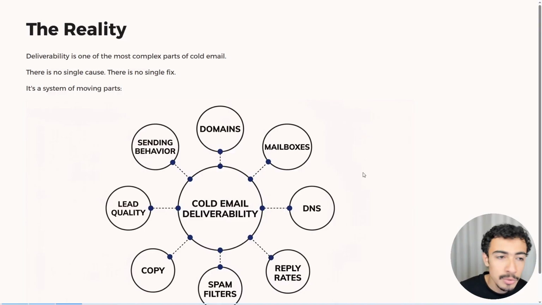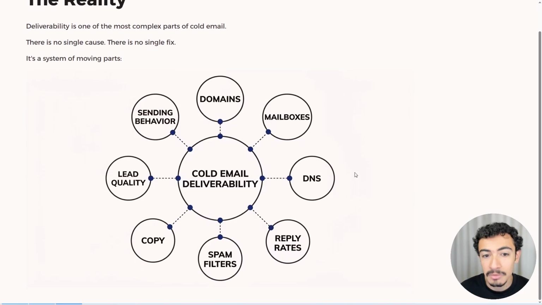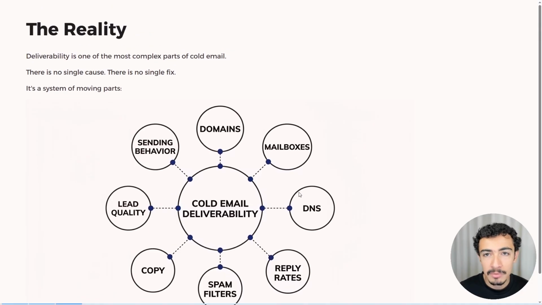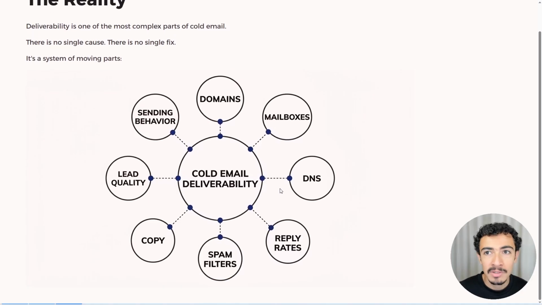So the reality of the situation is that deliverability is actually one of the most complex parts of cold email. And I can understand, there's all these things going on: mailboxes, DNS, domains, sending behavior, lead quality, copy, spam filters, reply rates. It's very easy to get overwhelmed if you're not well versed in this and you haven't done this for a long time. So it's a system of moving parts, and I will show you in this video how you can take this into pieces and actually fix your deliverability problem with no headache. So let's get into this.